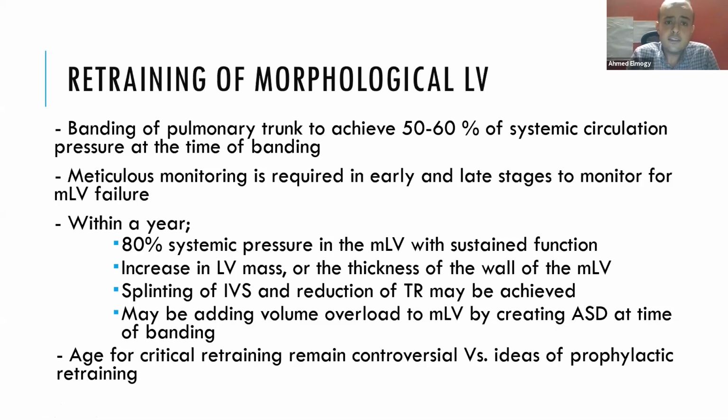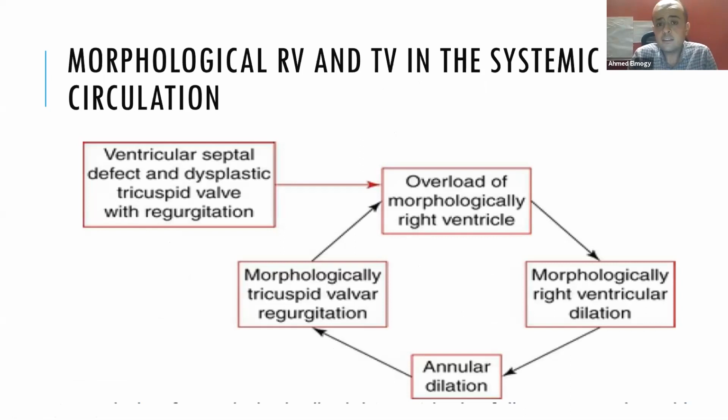Here, the issue is morphologic right ventricle failure and tricuspid valve failure when they are in the systemic circulation. The patients who have VSD and dysplastic valve have overload of the morphologic right ventricle, and this causes morphological right ventricular dilatation, annular dilatation, and morphological tricuspid valve regurgitation, and it's an ongoing vicious circle.